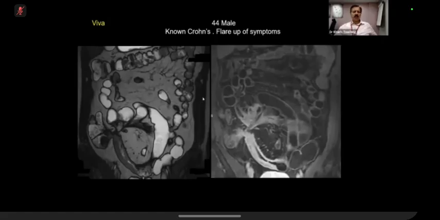11, this is a case of Crohn's disease. This is an MRE study. 2 sequences have been given to you. This is a T2 weighted sequence. This is a post-contrast sequence. What are your findings, please?